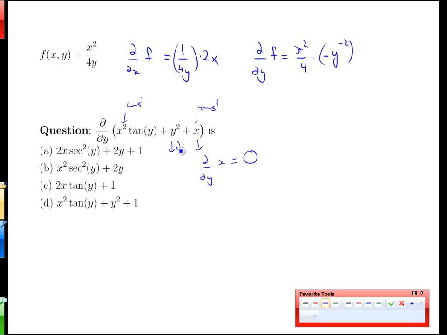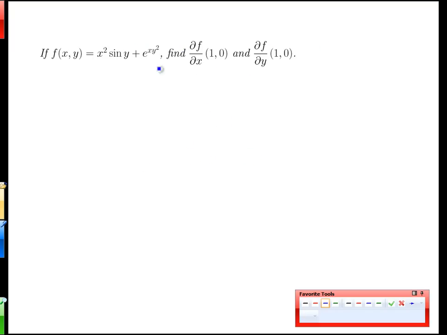This, when we take the derivative with respect to y, is going to become 2y, so we can scan down here. We're pretty much looking at this one here. The derivative of tan, of course, is sec squared. So yes, we're actually looking at B as our answer here. And that's it. Just practice, practice, practice until those concepts and those skills feel fluid to you.